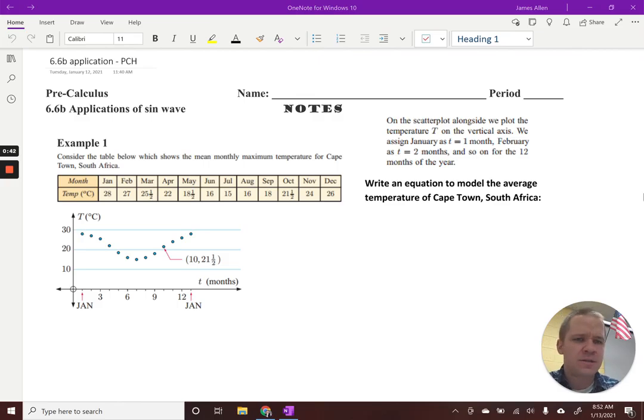Now, you may notice something a little weird here. In January, it's warmer than in July. What? What kind of weird... Oh, that's right. This is the Southern Hemisphere, right? So everything's like backwards in the Southern Hemisphere.